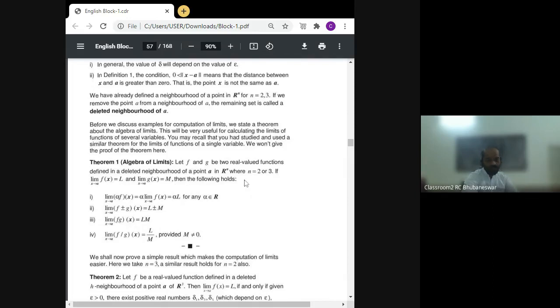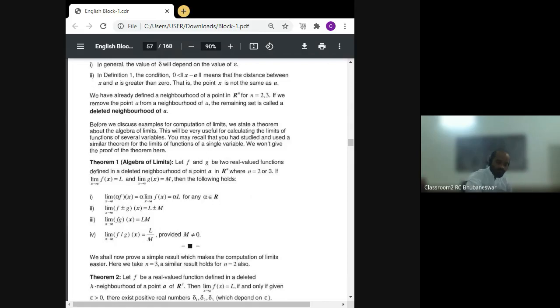Then the following condition holds. That means if a scalar is multiplied with a function, and you calculate the limiting value, then alpha can be taken out of the limit because it is a constant, and the limit of the function is L, so we can represent it as alpha into L. And here, the sum or subtraction of any two functions, with the limit taken over the same point, can be represented as the sum or subtraction of the limits of the corresponding functions.